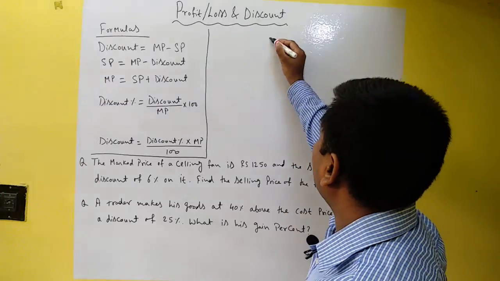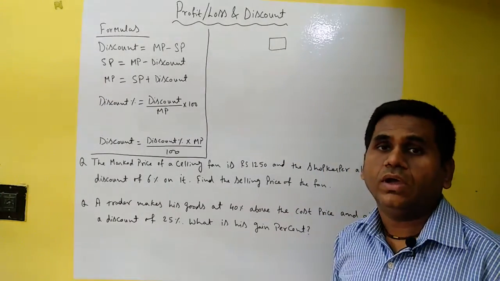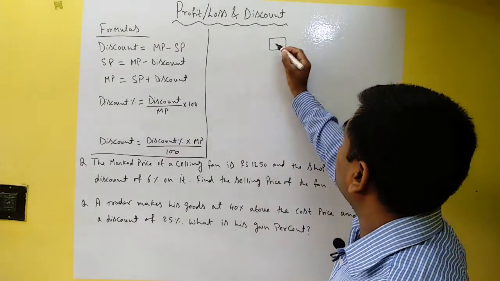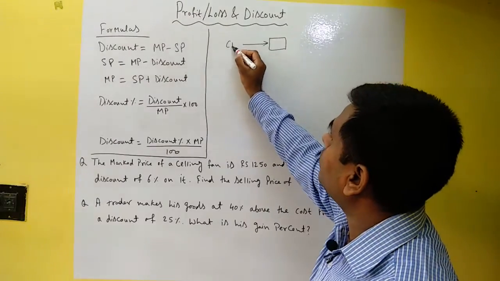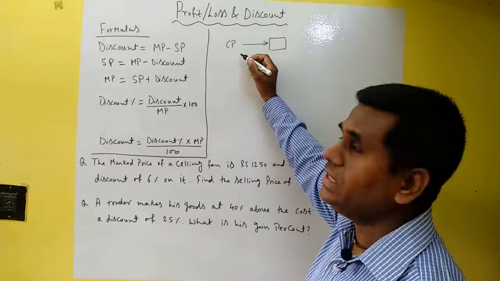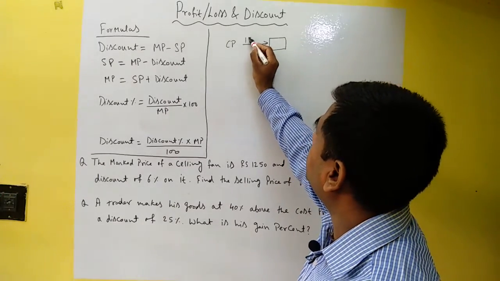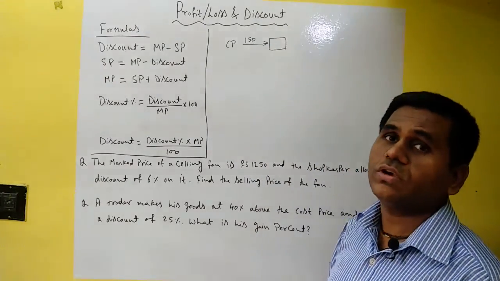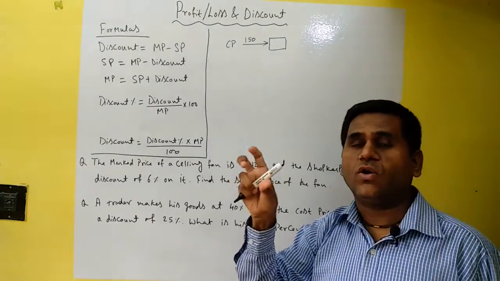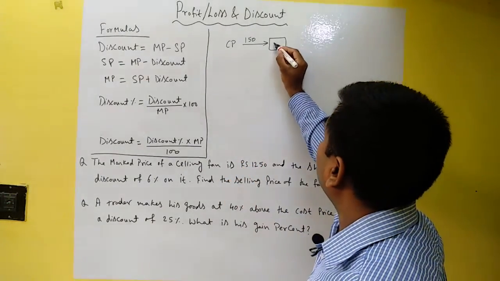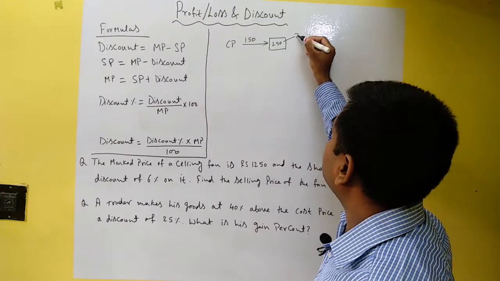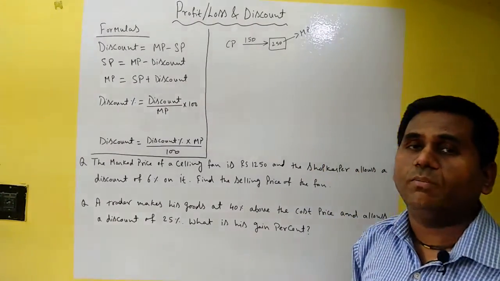Suppose there is an item, and a shopkeeper has to fix the amount for that item. First of all, the shopkeeper will buy the item, so the purchase price will be the cost price. Let's say he bought it for 150 rupees, so cost price becomes 150 rupees. Now he will mark the price on the item, so it is marked as 250. This is called MP. MP stands for marked price.